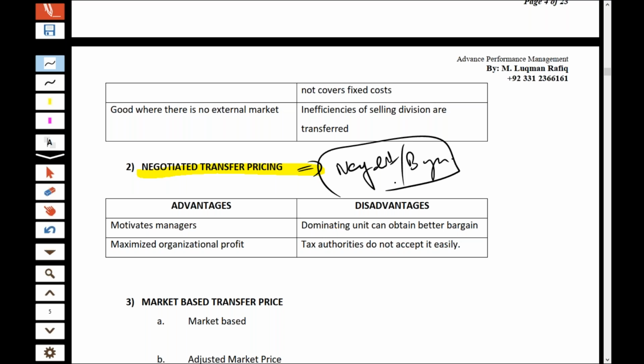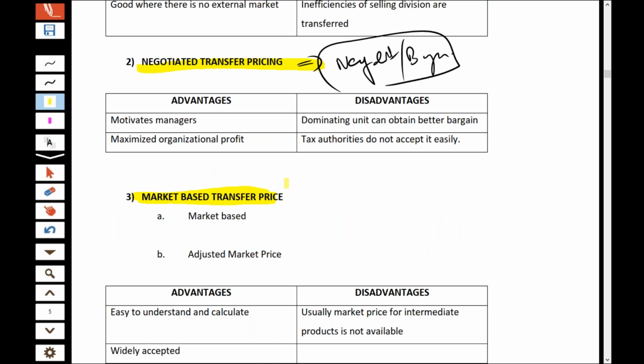Now, what next is there? The third one of them is basically the market-based transfer pricing, where the divisions are asked that you need to transact amongst yourself at the market-based price. Whatever the price that is prevalent in the market, you have to transact amongst yourself using that specific price.